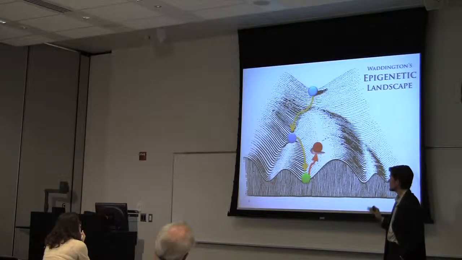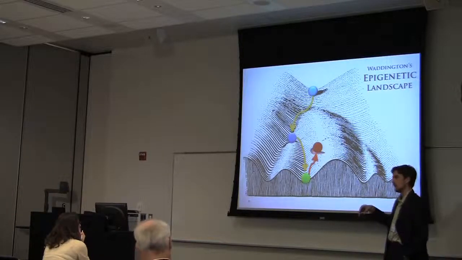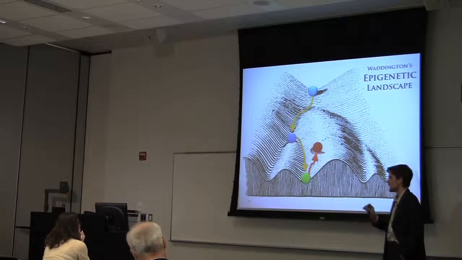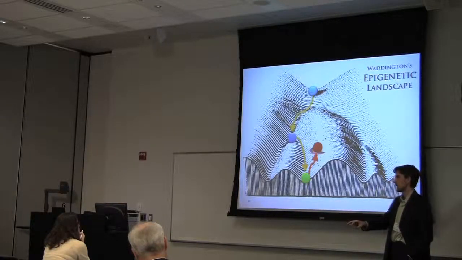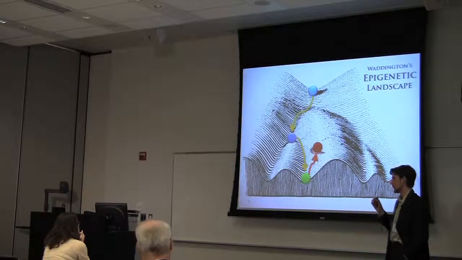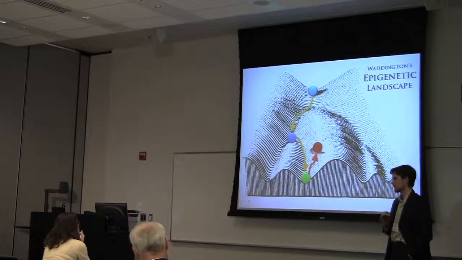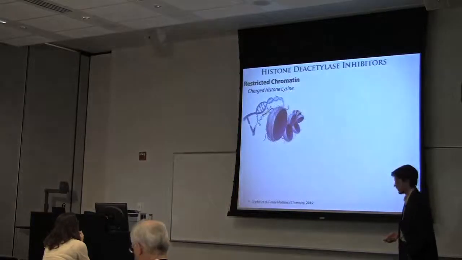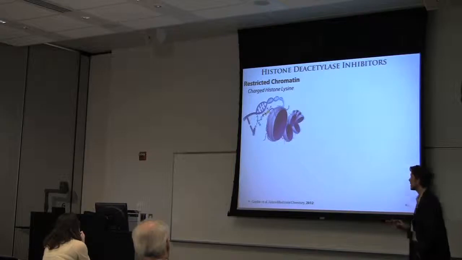And so what's interesting about this is that if we can push this ball back down the hill, if we can push it to differentiate, we can slow down the growth, make it a healthy cell again. And that is conceptually, you have the advantage of not trying to destroy all of the cells necessarily, but just changing the way that they act. So one of the main success stories so far in this kind of treatment is histone deacetylase inhibitors.